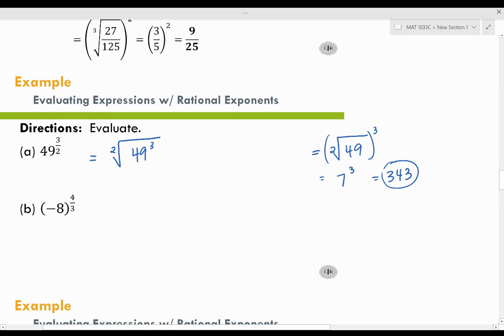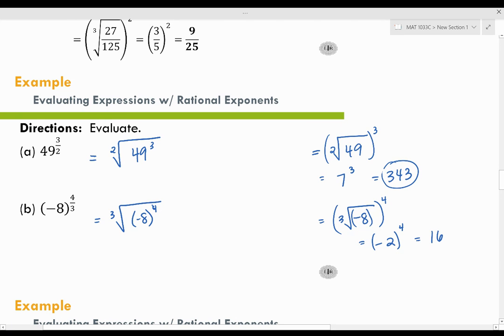All right, let's look at b. So b is negative 8 to the 4/3 power. Same deal. I'm going to write my radical sign. Negative 8 is going to go underneath. The denominator is going to become the index, and the numerator is going to become the power inside. So this is telling me to do the cube root of negative 8 to the 4th power. I'm going to do them reversed again. So I'm going to have the cube root of negative 8, and then I'm going to raise that to the 4th power. The cube root of negative 8 is negative 2. And negative 2 to the 4th power is 16.